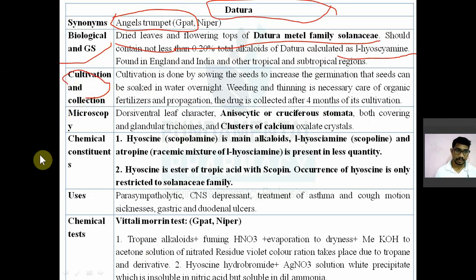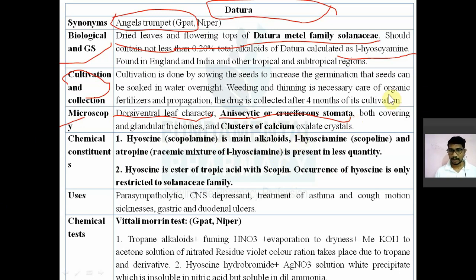Then microscopy. Remember one thing: any plant belonging to family Solanaceae will have anisocytic or cruciferous stomata. In the microscopic characters, the leaf is dorsiventral, with stomata only in the lower epidermis. Here you will see anisocytic or cruciferous stomata and both types of trichomes, covering trichomes as well as glandular trichomes.